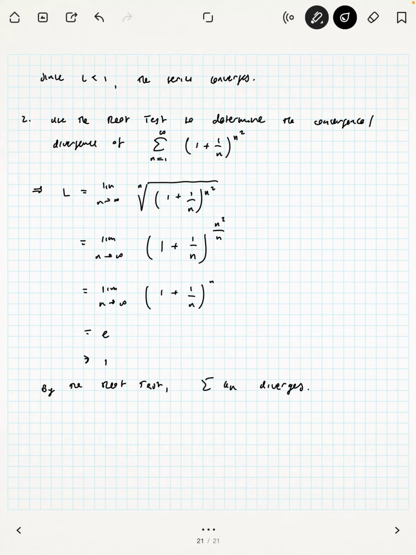Okay, I'm calling it a sub n just because I didn't want to write out the whole series, but there it is. Because that limit is greater than 1, the series must diverge by the root test. So again, pretty easy to work with. Your utility is going to happen when you have terms that have powers raised to the n power. So if something's raised to the n power, use the root test.